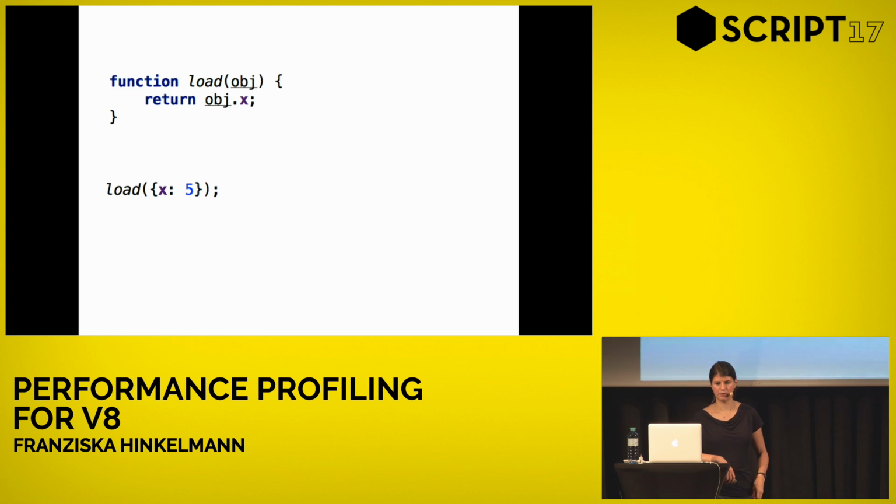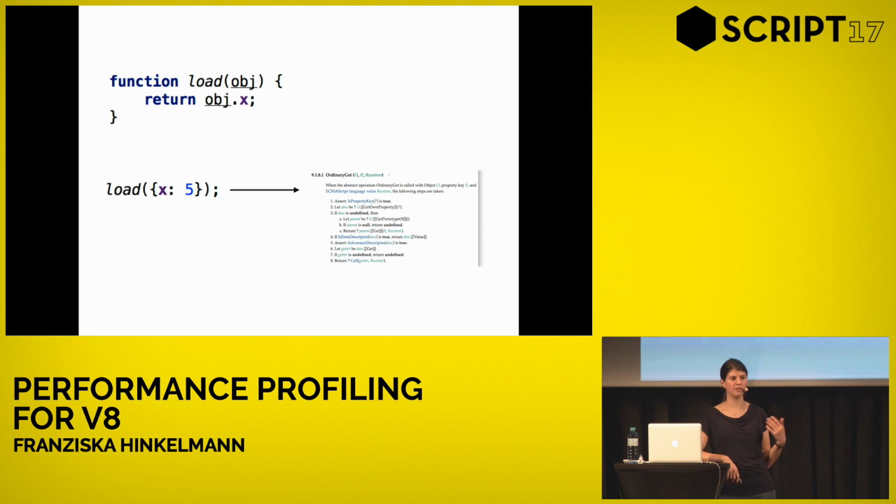Okay, so what we do, let's talk through this. So here's this very complex load function, and I'm calling it with a simple object literal that just has one property x, and it's an integer. Now, when I call this the very first time, well, the compiler doesn't know anything about this object, so what it needs to do is follow the steps outlined in the specification. It needs up to 8 steps, or maybe look up the prototype chain.